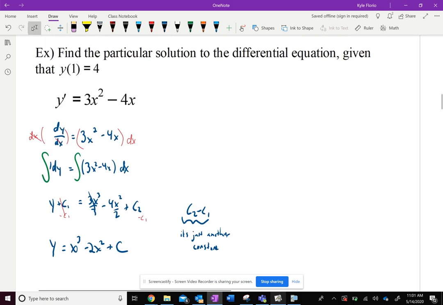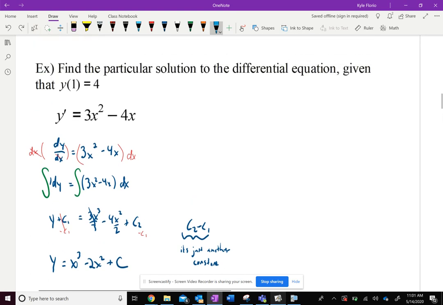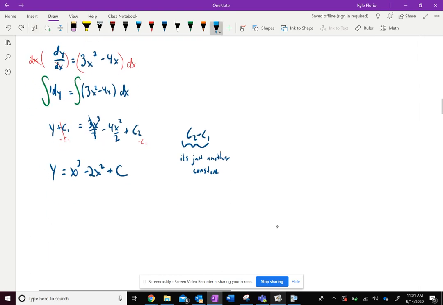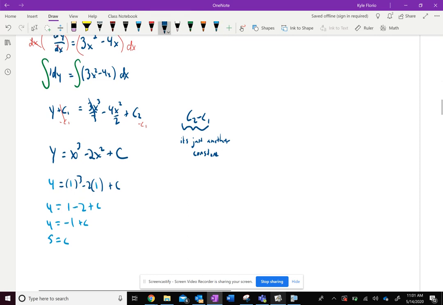And then the question is, all right, can we find out what the value of the constant is if I know that it goes to the point (1,4)? So if it goes through the point (1,4), then when y is 4 and x is 1, we have y equals x cubed minus 2x squared plus c, and that's going to be 4 equals 1 minus 2 plus c. So 4 equals negative 1 plus c. Add 1 to both sides. That's c equals 5. So the actual solution is this equation right here.